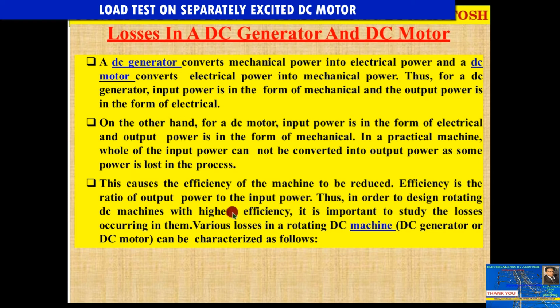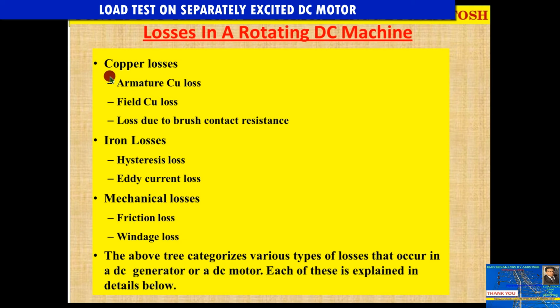Thus, in order to design rotating DC machines with higher efficiency, it is important to study the losses occurring in them, and the various losses are described here. What are the different losses, you already know guys. These are the losses. Copper losses are armature copper loss, field copper loss, and loss due to brush contact resistance, which is always neglected. Then iron losses: hysteresis loss and eddy current loss. Then mechanical losses are there: friction loss and windage loss. Also you call it bearing friction and windage loss.